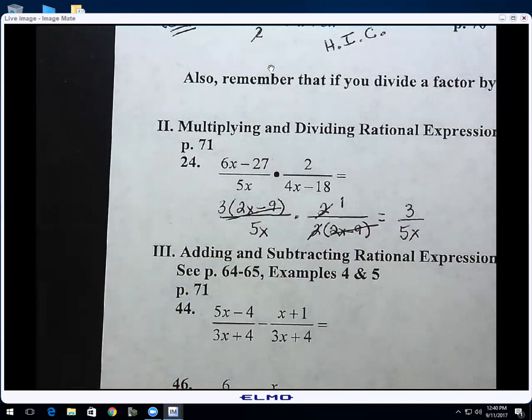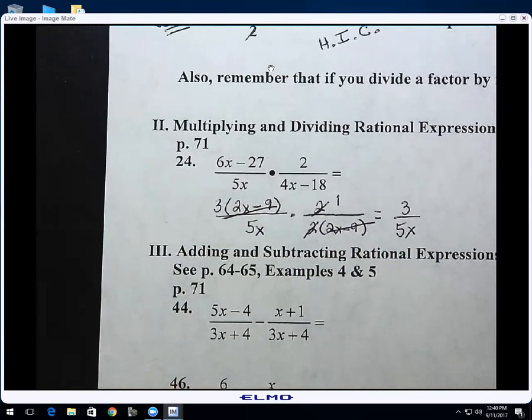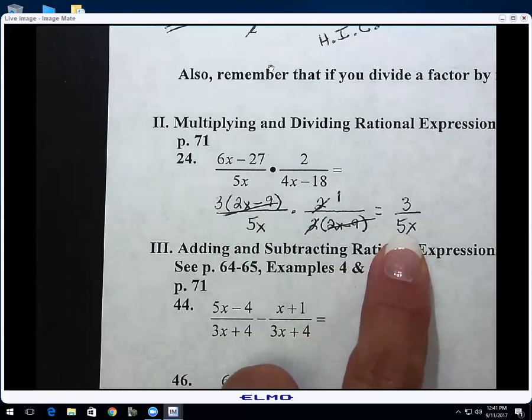Now, it's a little bit more difficult to check your answers in R.7 than it was R.5. R.5 was all factoring, so all we had to do is multiply every answer we got back together to make sure it gave us what we started with. It's not so easy here. You could do the problem twice and see if you get the same answer. If you do, it's probably right, but that doesn't guarantee it.